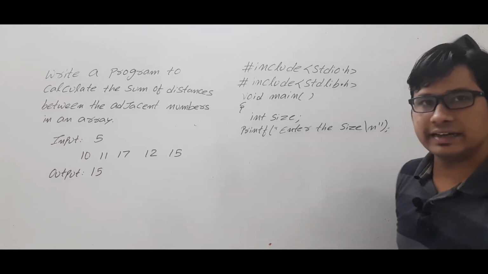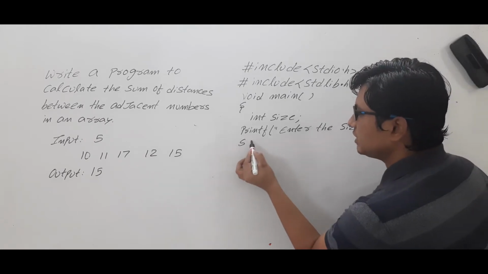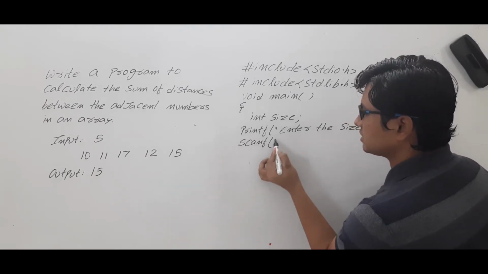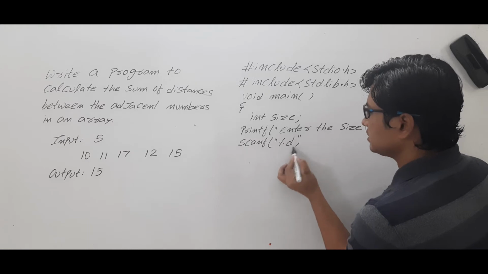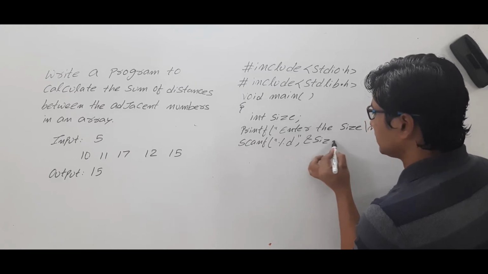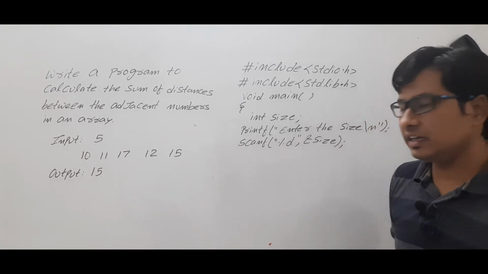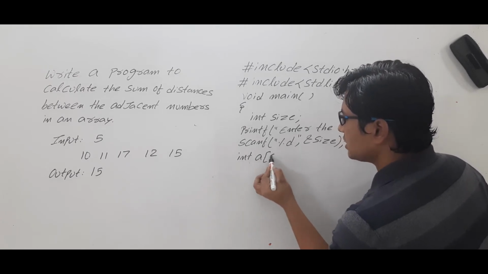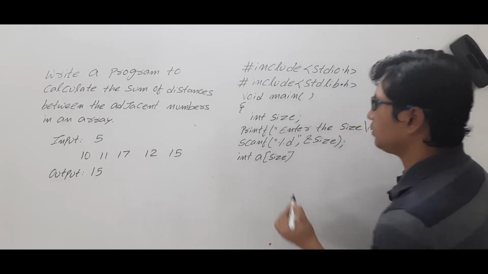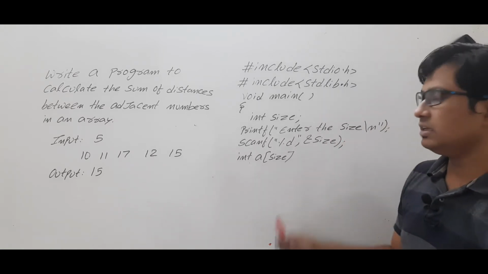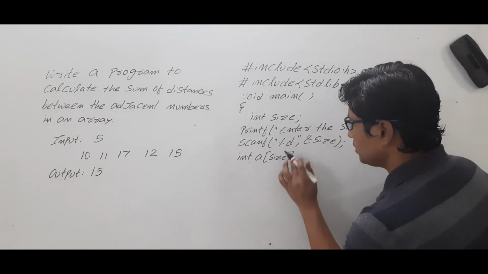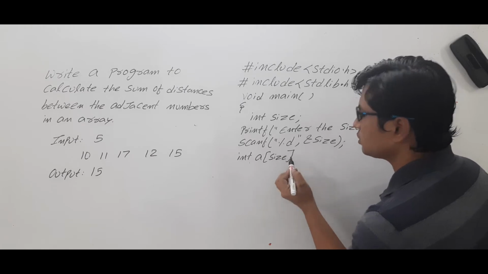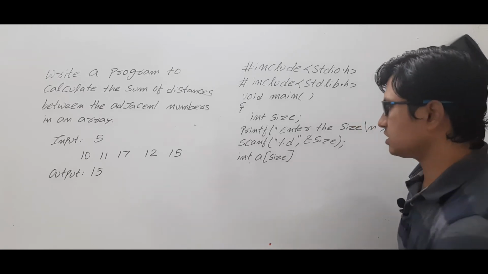Once the user has entered the size, I need to read it with the help of the scanf function. So scanf %d ampersand size. Then I will declare an array called a, which is an integer array of size as size. Whatever the size value the user has entered, that I am reading. So if size is 5, I can store 5 integer constants.